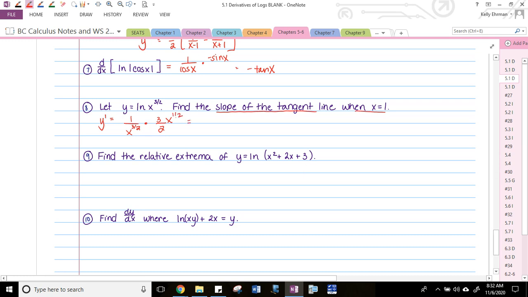And then that can be cleaned up, right? You've got 3, 1/2 minus 3 over 2 is negative 2 over 2. So you have a 2x down here, 3 over 2x. And then we're just evaluating y prime at 1. So that's 3 over 2. That's the slope of the tangent line.